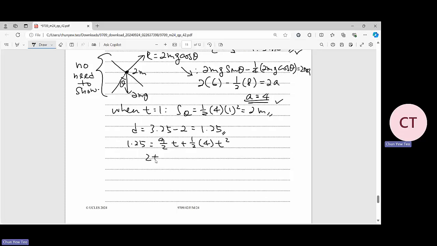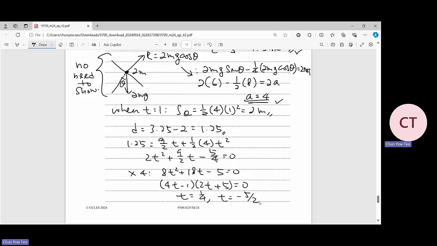You get 2t squared plus 9/2 t plus 5/4 equal to 0. Multiply everything by 4, I get 8t squared plus 18t plus 5 equal to 0. Oh, I made a mistake. This is a minus. So you factorize it. You have 4t minus 1 and 2t plus 5. So you get t is equal to 1/4 and t equal to negative 5/2.